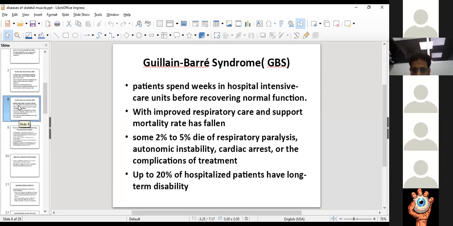It used to be more than 50% in 20-25 years back. Okay, but unfortunately, because of the demyelinating process, sometimes patients have permanent damage, and they might have some degree of disability, long-term disability.